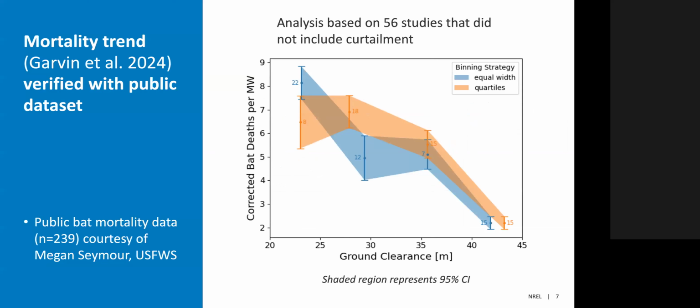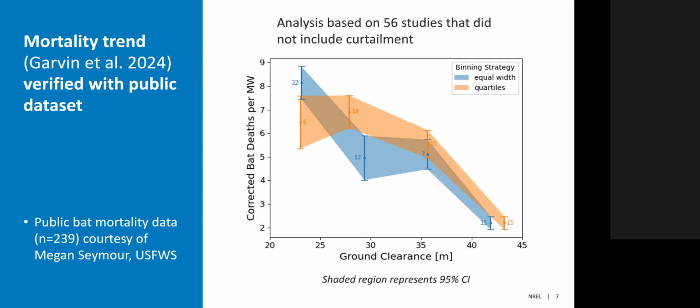So what I've done is independently verified this mortality trend that Julie has identified using a public data set. Many thanks to Megan Seymour, who I saw on the call earlier, from the Fish and Wildlife Service. She was the one that compiled this data set that includes publicly available mortality data. The original data set had 239 different studies, and after applying a series of filters, the analysis that I'm showing here is based on 56 studies.